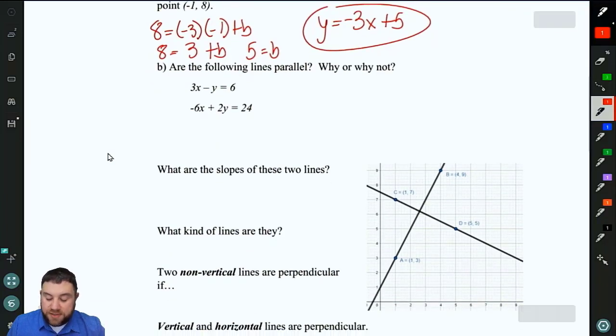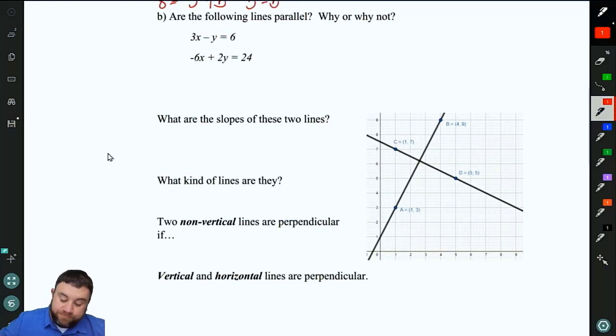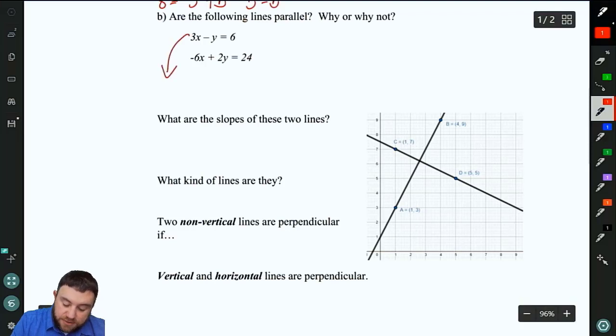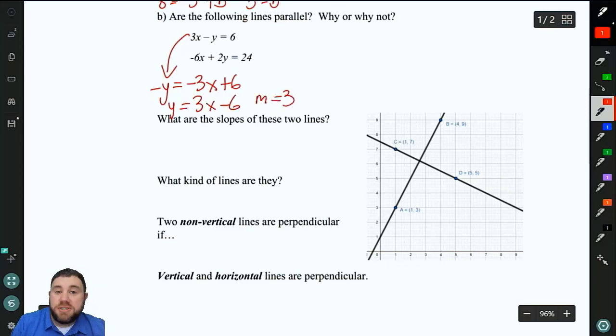For part B, we want to know if these lines are parallel, so we need to find the slope for each line to determine whether they're parallel. These are in standard form, and there is another way to find slope if you're in standard form, but just to keep it consistent, we're just going to get y by itself, and then we can see the slope easily. So on this first one, if we move 3x to the other side, we get negative y equals negative 3x plus 6. Divide both sides by negative 1, so y equals 3x minus 6. Our slope is 3.